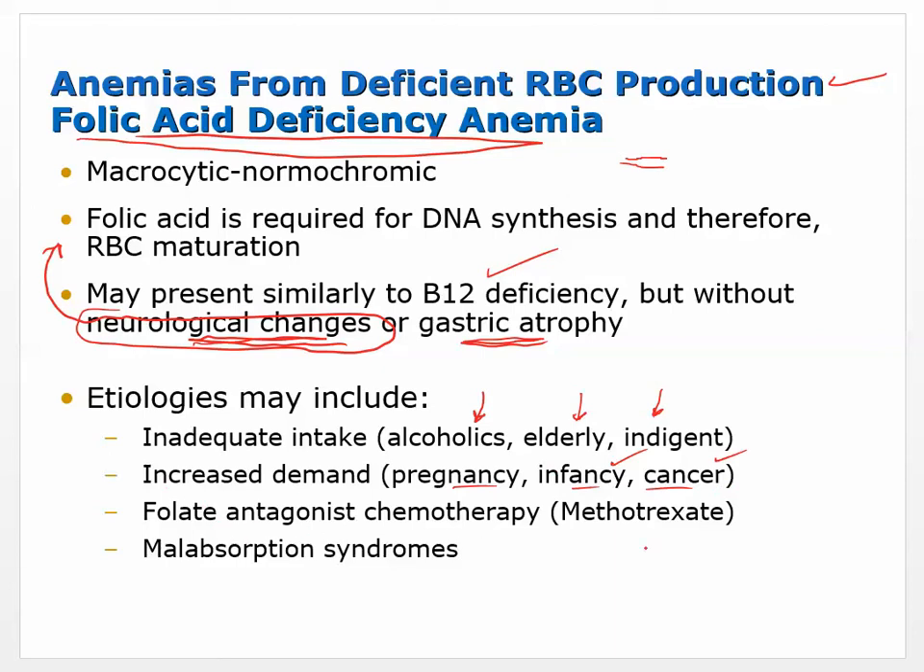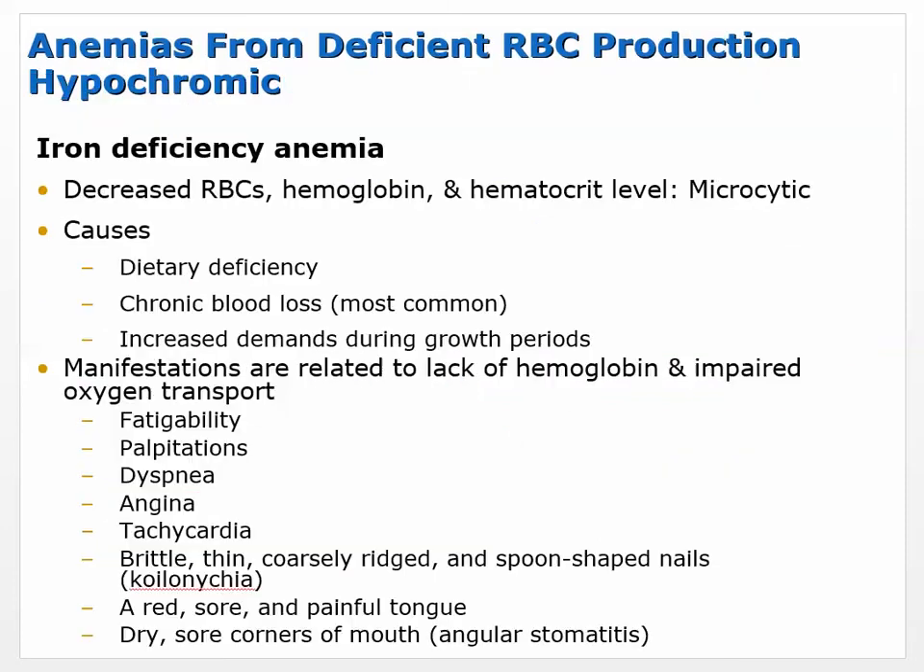Folate antagonist chemotherapy, methotrexate. Methotrexate actually blocks folic acid because it's trying to prevent cell division. It's a treatment for cancer and some autoimmune diseases, and organ rejection, that kind of thing. Then malabsorption syndrome, so something like colitis, if your gut is sick and there's something wrong with it, then you aren't going to be able to absorb it. So all those things kind of make sense.